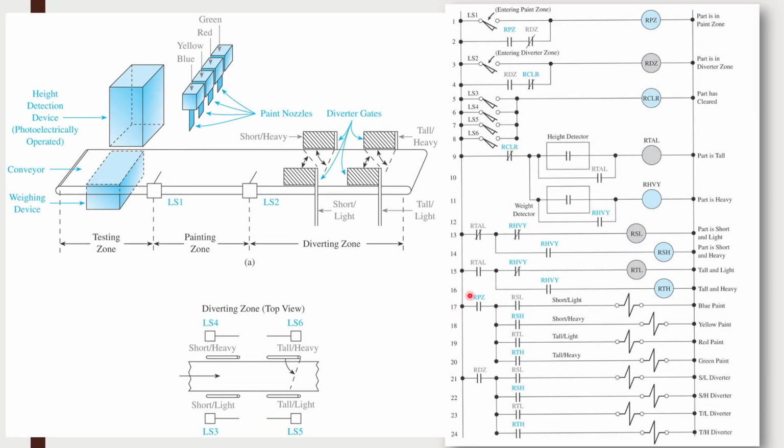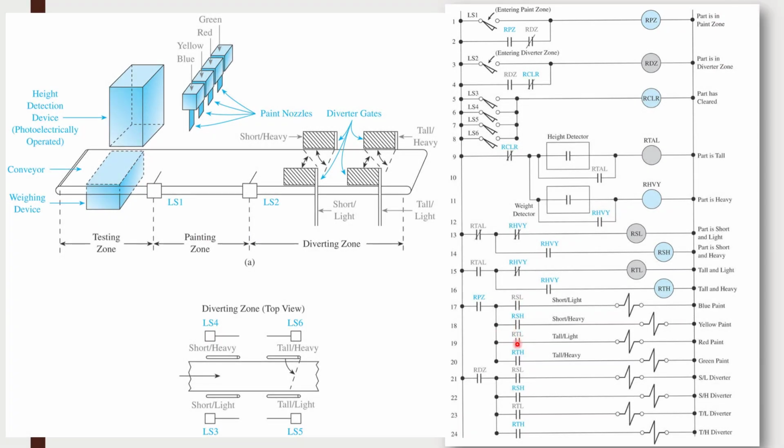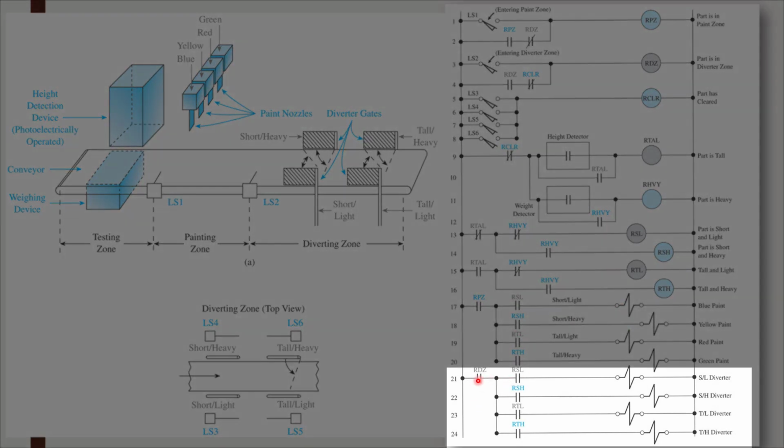So if I am in the paint zone and only in the paint zone, because if I'm not in a paint zone, I don't want any of these to be energized, right? I don't want paint spraying when I'm not in there. So these only work when I'm in the paint zone as identified up in here. So here are the 4 different combinations of color. And also, if I'm in the diverter zone, and only when I'm in the diverter zone, these same combinations are going to actuate the appropriate solenoids so that they get diverted into the appropriate bin.